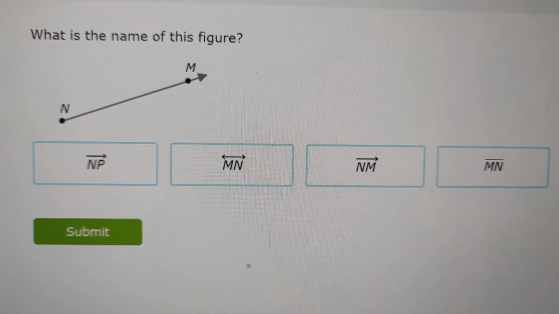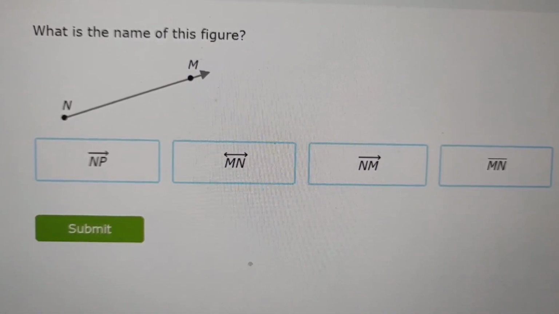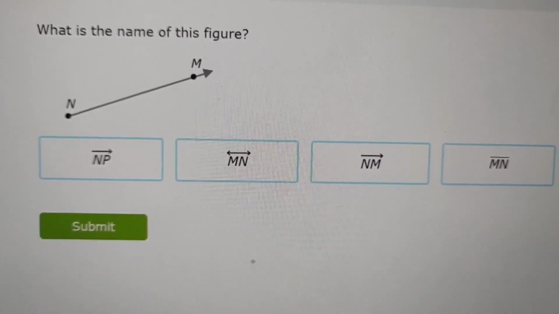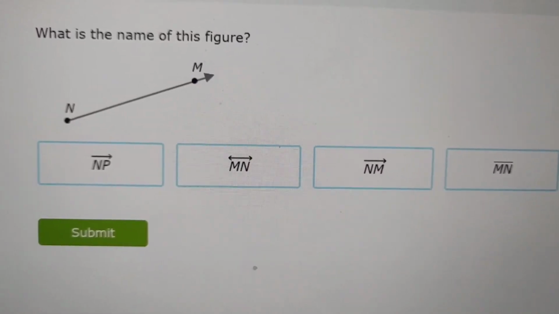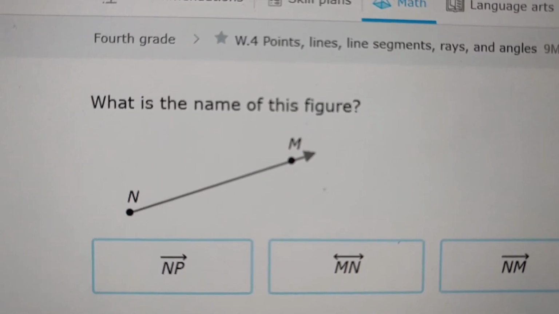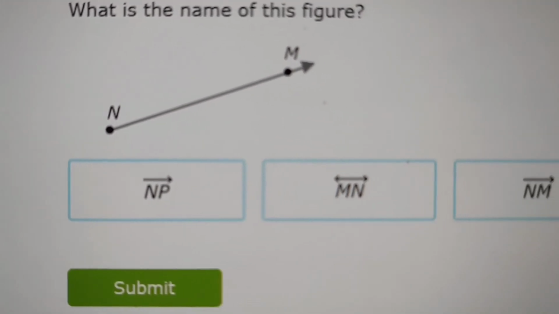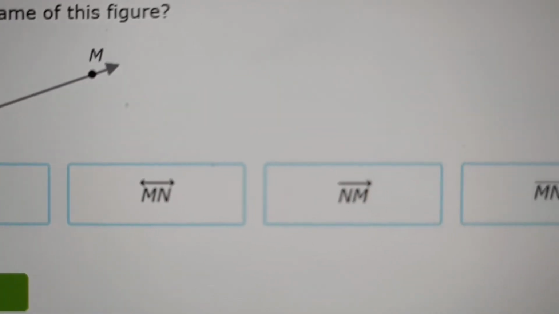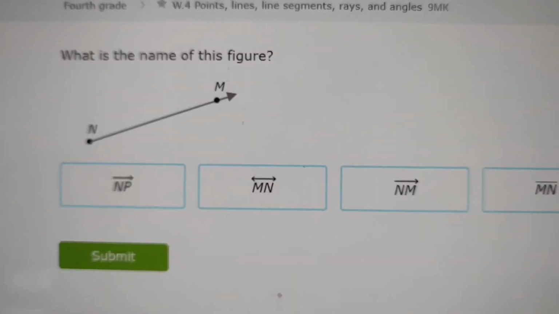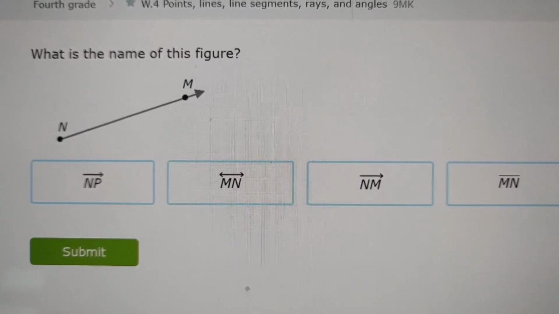So you may feel like this is starting to get kind of easy. So I'm just going to say that and ask you to pay close attention to the choices. So it says, what is the name of this figure? And look, we have this choice, this choice, this choice, and this choice. So go ahead, pause the video, make your choice, and then come back.